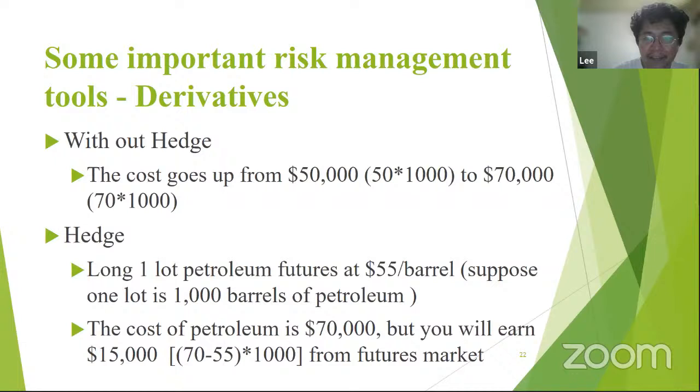It means, in fact, when you hedge, the price is $55, and in total you need 1,000 barrels. So 55 times 1,000 barrels, the total cost is 55,000. So when you hedge, you already lock your cost at $55,000. So this is the difference. You can compare: after you hedge, you save the cost of about $15 per barrel.